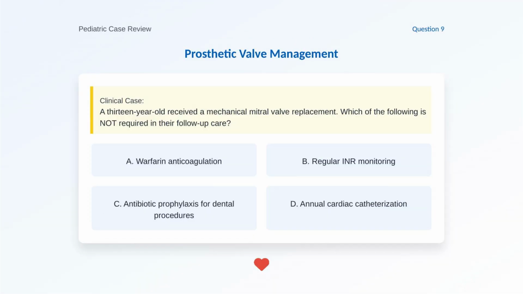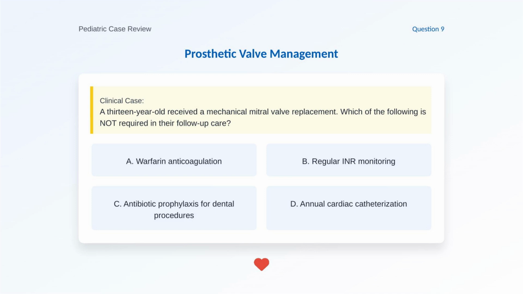Question number 9 focuses on the management of prosthetic heart valves in pediatric patients. The clinical case describes a 13-year-old who has undergone mechanical mitral valve replacement. The question asks which of the listed options is not required in their follow-up care. The options are A. Warfarin anticoagulation, B. Regular INR monitoring, C. Antibiotic prophylaxis for dental procedures, or D. Annual cardiac catheterization.